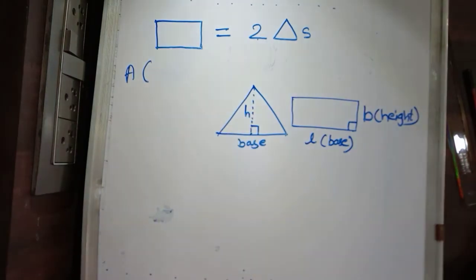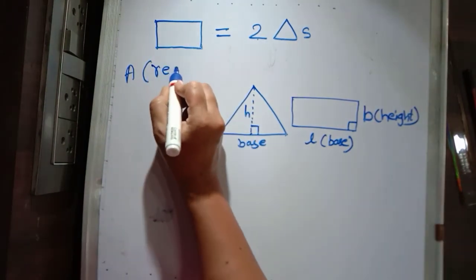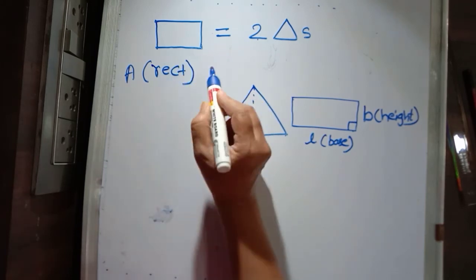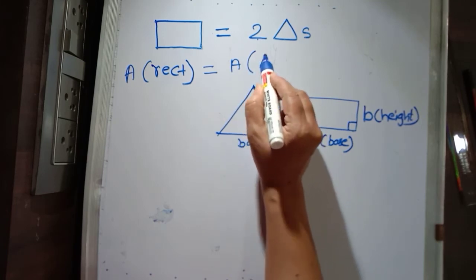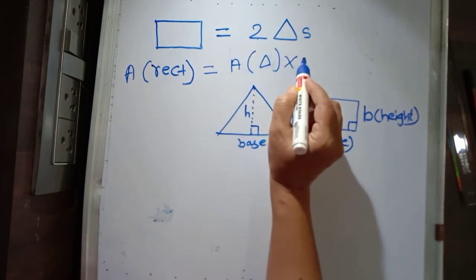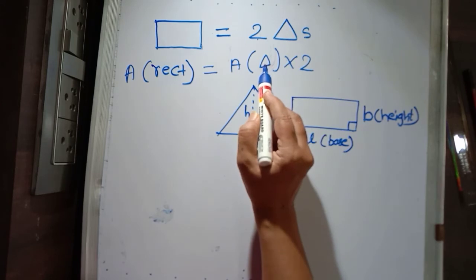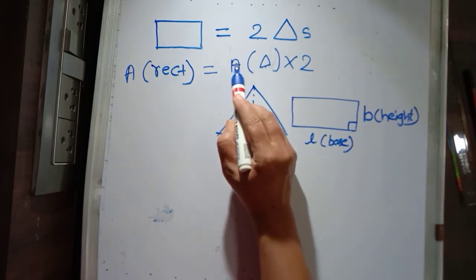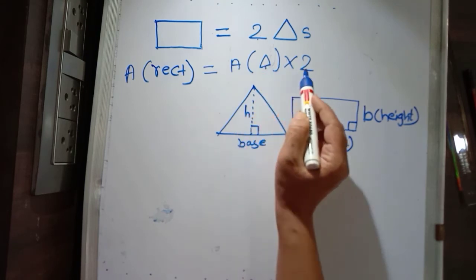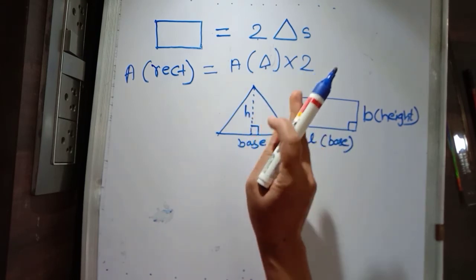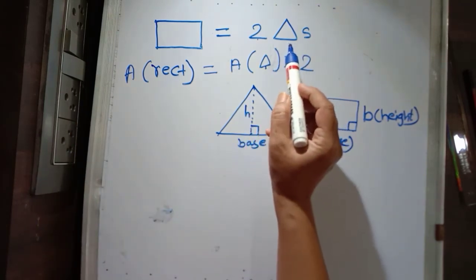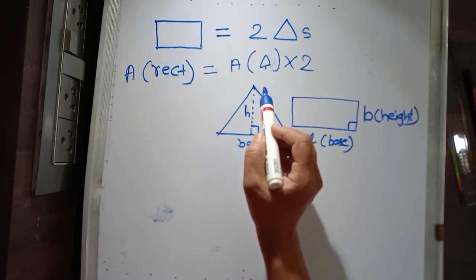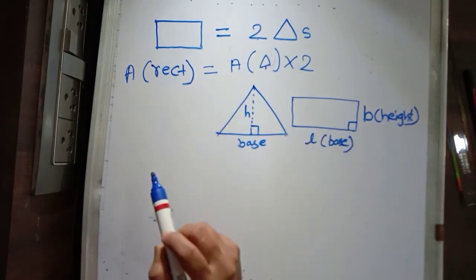So what I am writing: area of this rectangle, or I'll write RECT only because this can be any quadrilateral. Let us be specific and write: area of rectangle is equal to area of triangle into 2. Why into 2? Because both the triangles are exactly equal. So the area of one triangle multiplied by 2 will give you the area of both the triangles, which is exactly equal to the area of the rectangle. Both triangles are similar, having the same areas. Therefore, I am multiplying it by 2.